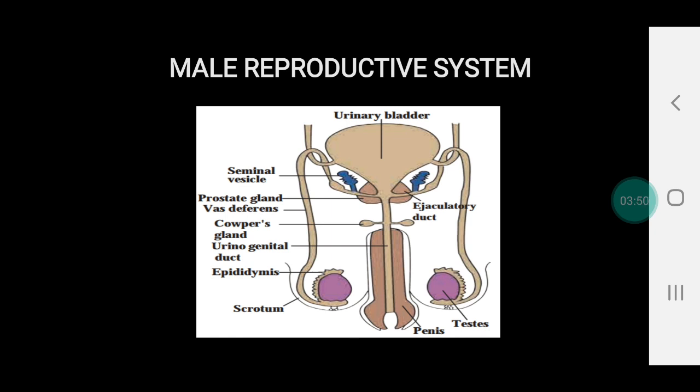Now we know all the organs of the male reproductive system are paired except the urinogenital duct, prostate gland, penis, and scrotum. They are not paired, they are unpaired.